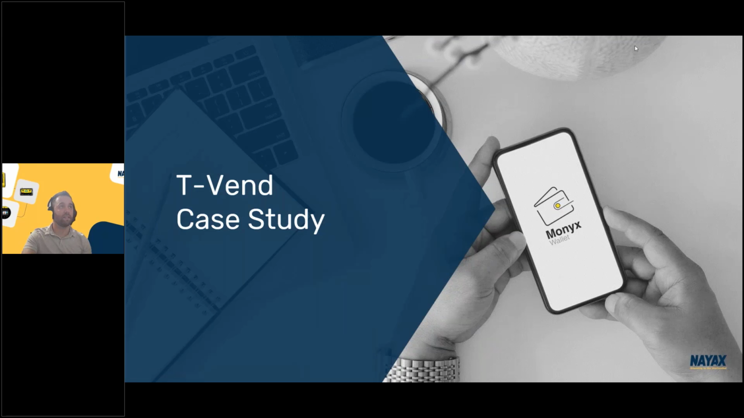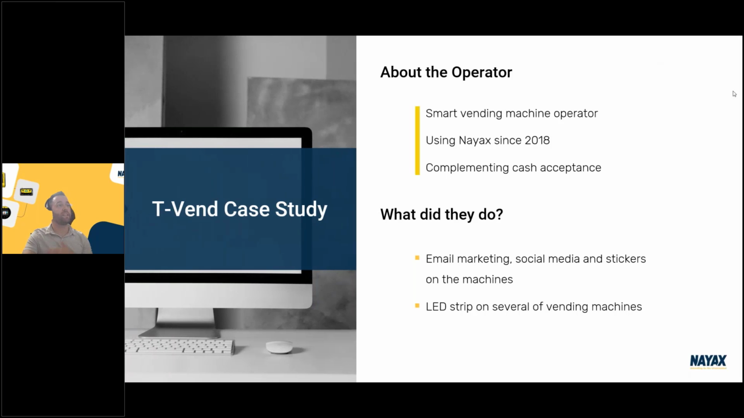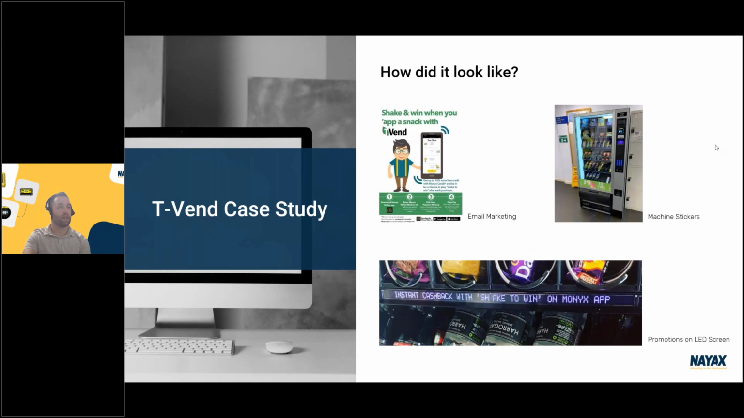So the T-Vend company is a smart vending machine operator that has been using Axe for the past 2 years, and they started to run a marketing campaign on Monyx Wallet. So they did email marketing, social media, stickers on the machine. A lot of marketing tools have been put in effort here in order to make the consumers be more aware of the Monyx Wallet app. So this is how it looks like for them.